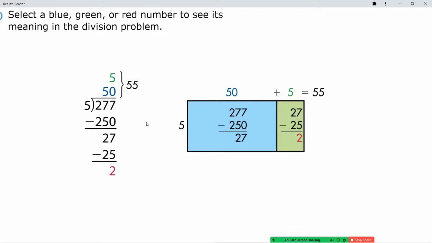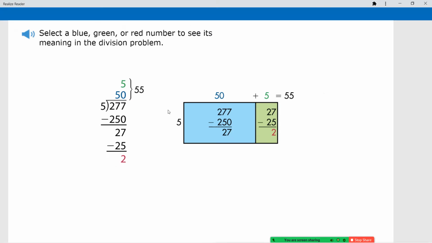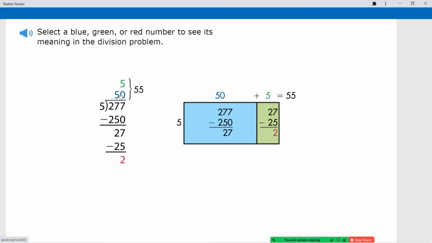So let's take a look at how they did this in parts. Let's start again. All right, so if we look at this, 5 times 50 equals 250. So they did 5 times 50 because they know 5 times 5 is 25. So 5 times 50 will give you 250. So they started with that. They subtracted off the 250, and then they had 27 left over.